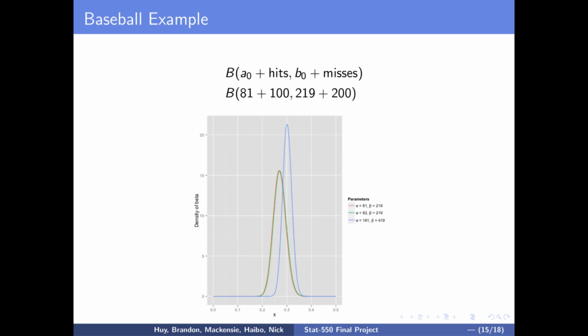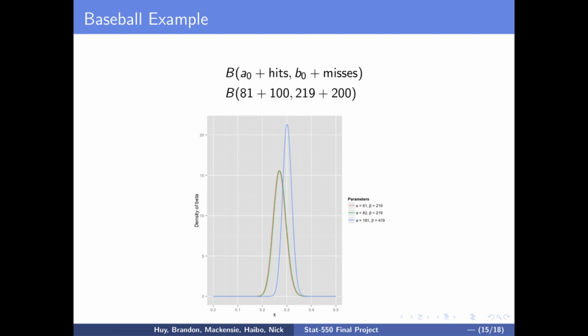Using the beta distribution, he uses 81 as A naught and 219 as B naught. Whereas if a hitter goes 100 for 300, or a .333 batting average, he now uses 81 plus 100 as the A value and 219 plus 200 as the B value. Note how the resulting curve is now not only shifted to the right, but also thinner. This is because we have a better estimate as to what the season batting average will be.